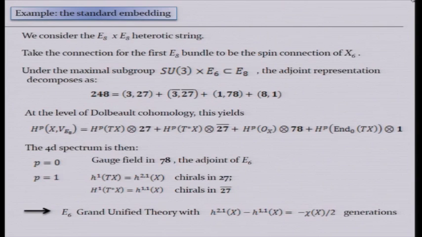And the net number of generations is given by the difference between these two numbers. So there's h^{2,1} minus h^{1,1} of X, the number of chiral generations in the 27. And if you remember the relation between the Hodge numbers and the Betti numbers, this is actually minus the Euler characteristic of the Calabi-Yau up to a factor of 2. The factor of 2 that comes in the number of generations depends on the embedding that you choose.